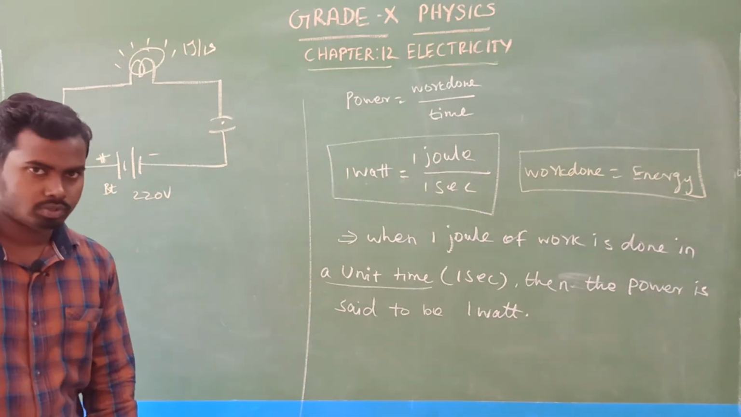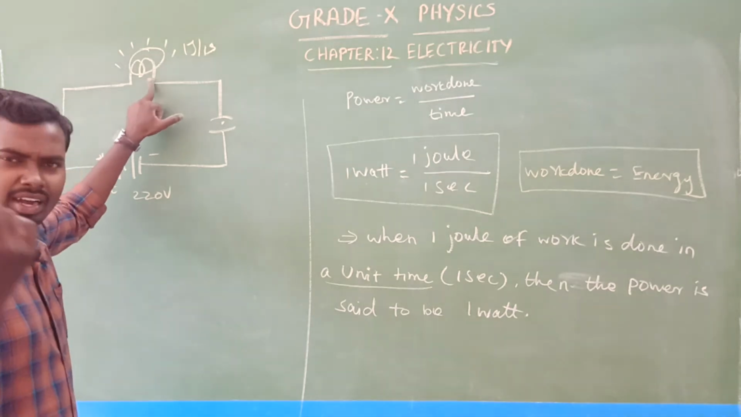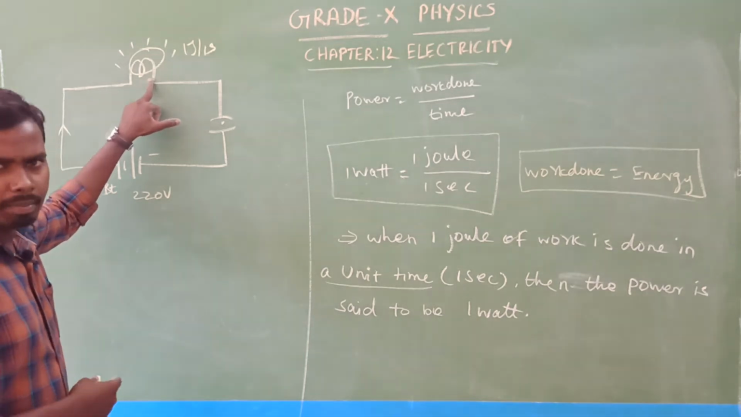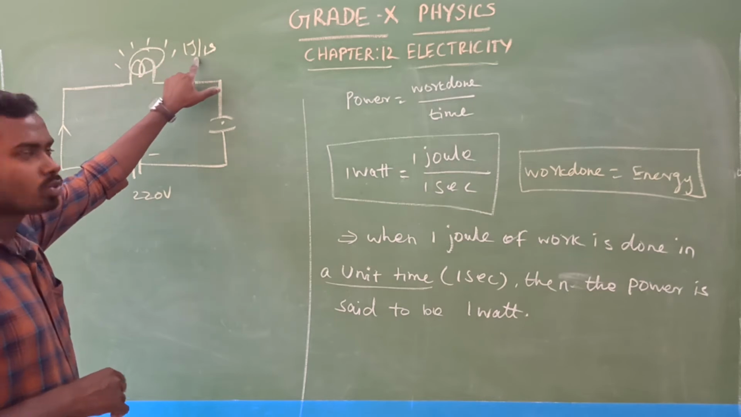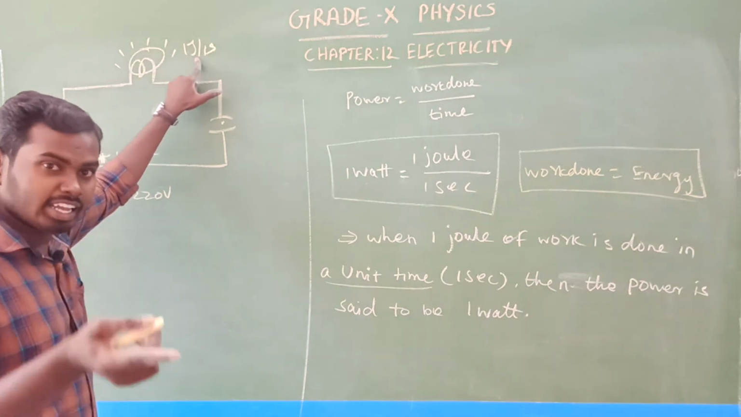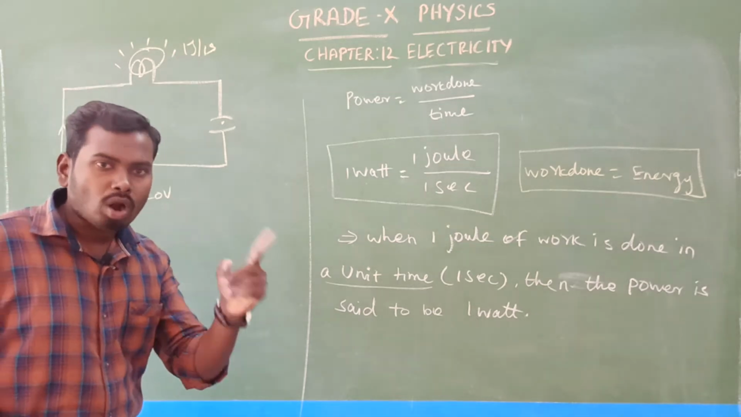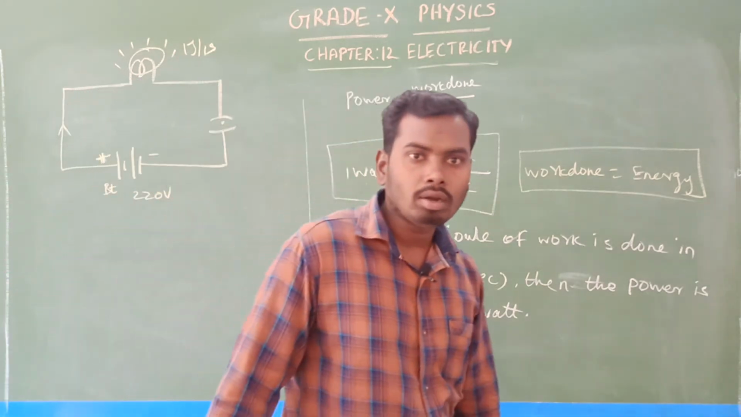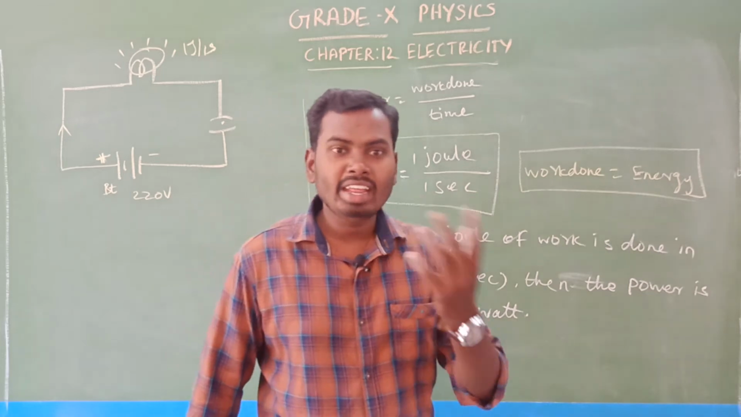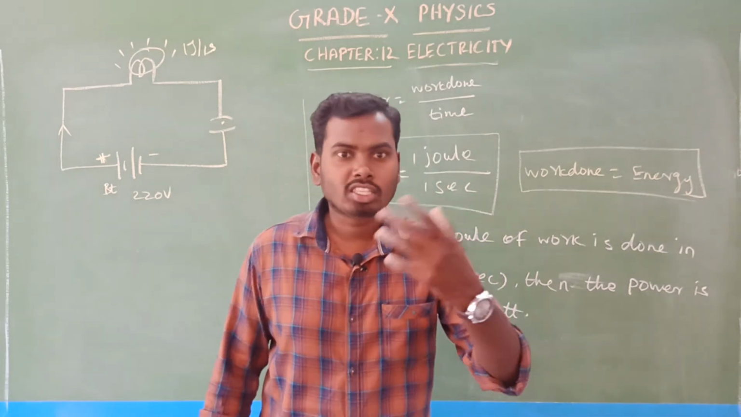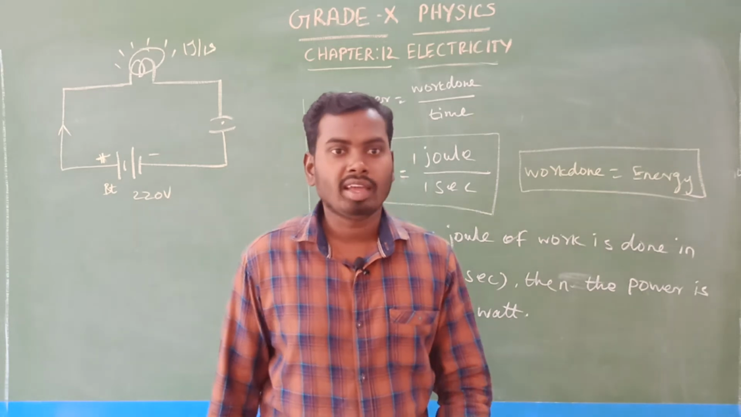Don't get confused. What is the meaning, sir? Not only an electric bulb, you can take any other electrical appliances. If an electric bulb consumes 1 joule of electrical energy in 1 second, then the power of the electric bulb is said to be 1 watt. You might have seen in many electrical appliances there will be 60 watt, 100 watt, 200 watt, 2000 watt, like that.